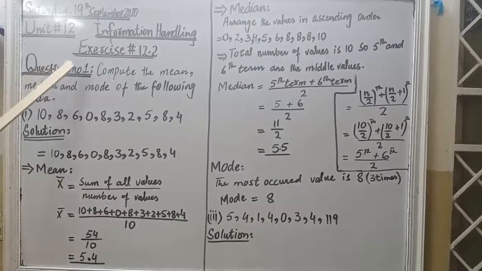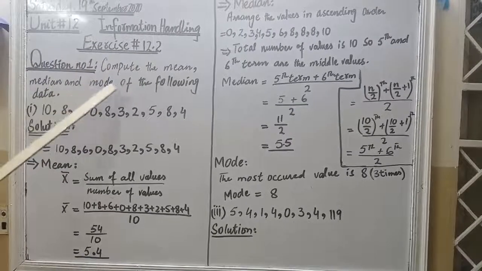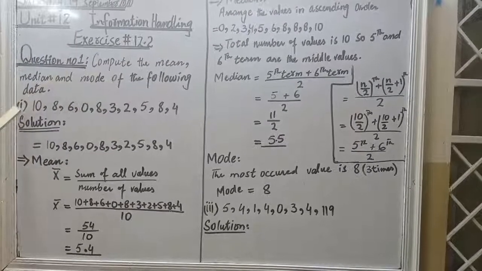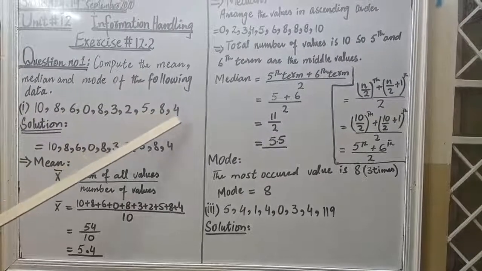Now moving towards our exercise 12.2, question number 1. Compute the mean, median and mode of the following data. Part 1: 10, 8, 6, 0, 8, 3, 2, 5, 8, 4.